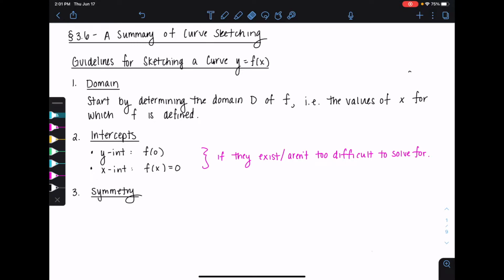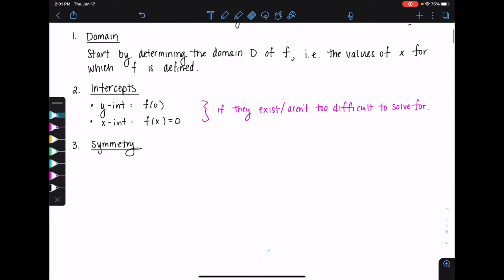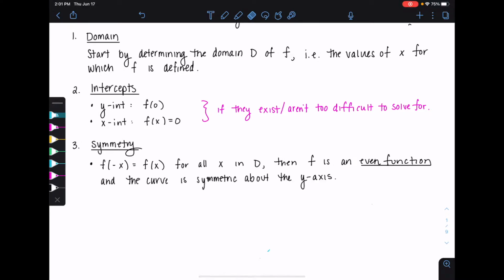Third, you should always test for symmetry because that can save you a ton of time. So going back to our college algebra days and pre-calc, you evaluate a function at negative x. If that minus sign disappears for all x in your domain, then we say f is an even function. And that curve's going to have symmetry about the y-axis. So really, I only need to graph half, and I know exactly what the other half will look like.